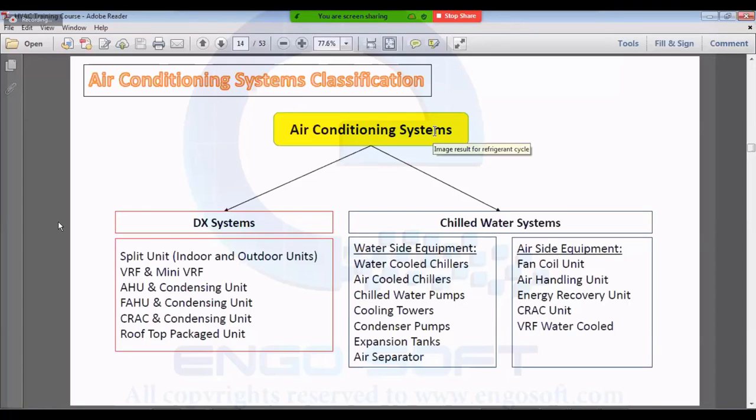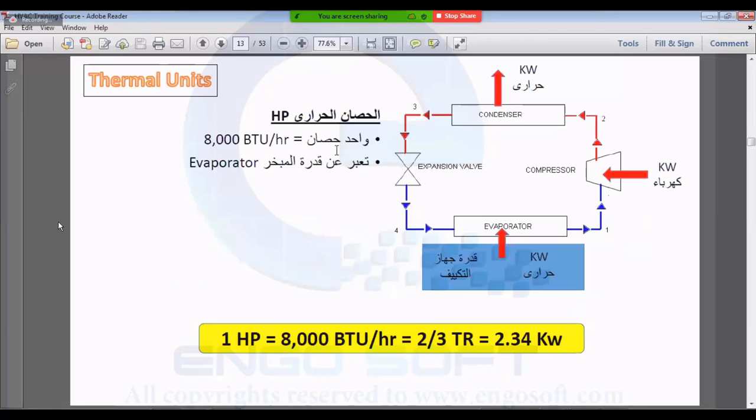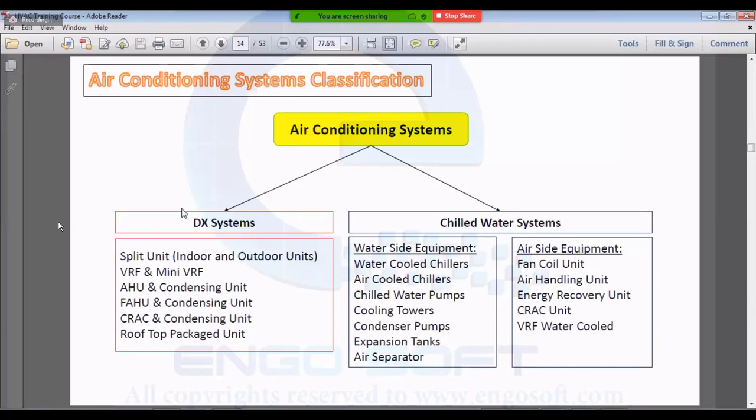So we classified the air conditioning systems into two main parts: DX systems. What is meant by DX systems? Direct expansion systems. Okay, the direct expansion systems. What do we say about the direct expansion systems? Direct expansion systems include split units.